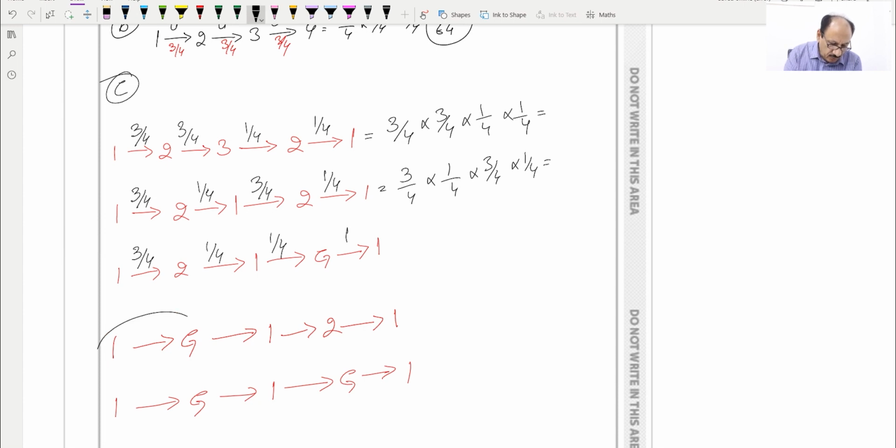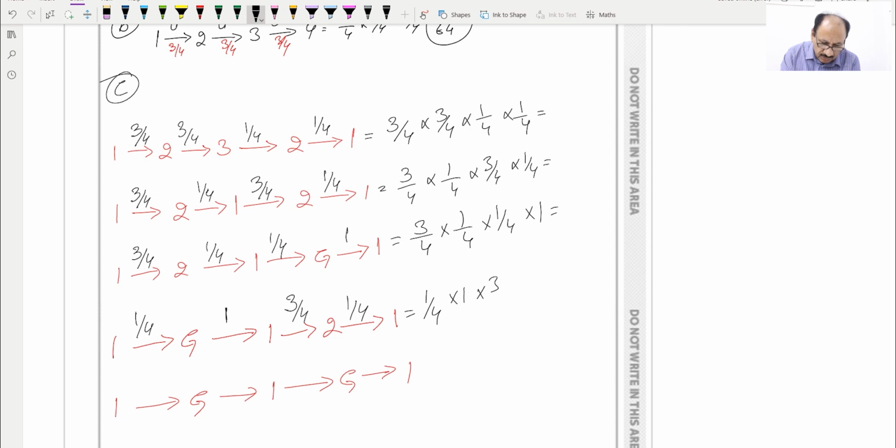Then from first floor to ground floor, this will be down, so it will be 1 by 4. And then from ground floor to first floor, again the same situation, it is having only one option, so we'll take probability 1 here. And from first to second floor, going up will be 3 by 4, and going down will be 1 by 4. And we can write the probabilities. This will be 3 by 4 into 1 by 4 into 1 by 4 into 1, and this will be 1 by 4 into 1 into 3 by 4 into 1 by 4. Hopefully you are following whatever I'm saying.